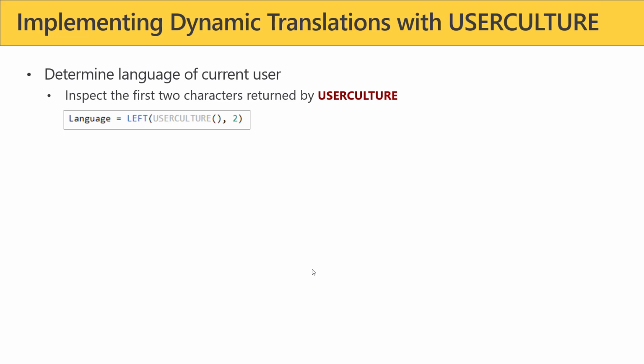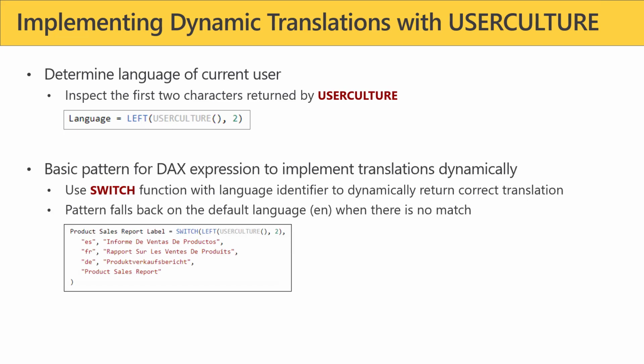Okay, well, let's spice things up with a couple of DAX expressions. First, we'll call user culture, and we'll take the first two characters on the left to figure out what language they're using. And then we're going to form this basic pattern for implementing report label translations dynamically. The idea is if I can figure out the language ID, I can then have a switch function. And what we can see here is that we're calling out if the language is Spanish or French or German, use these translations. And note that the default language in this case is English, but we don't call that out explicitly. Instead, we have that be the default.